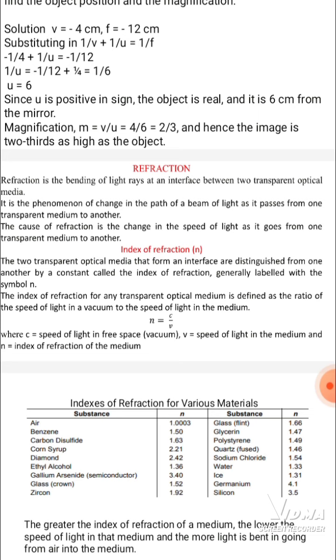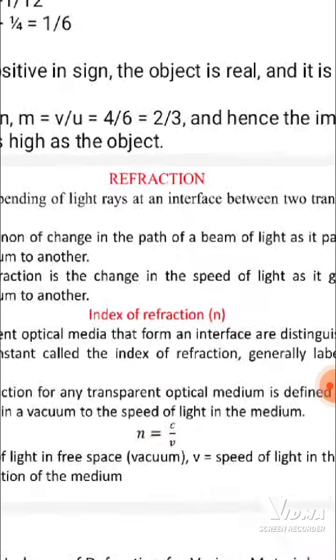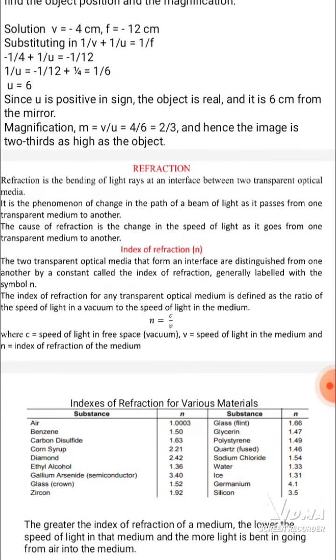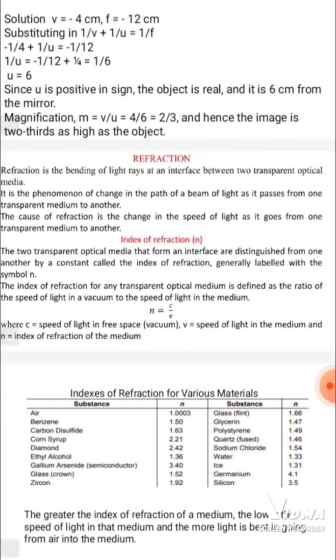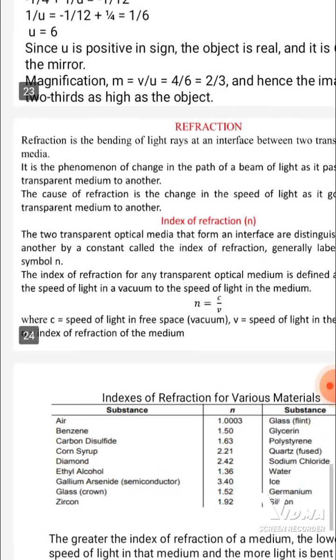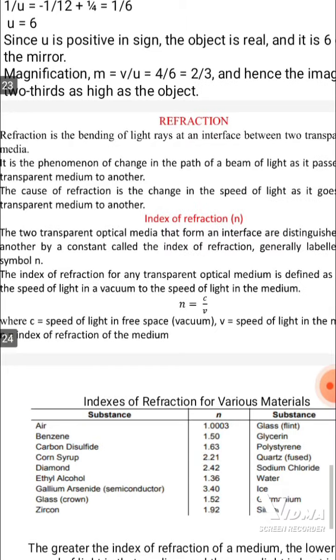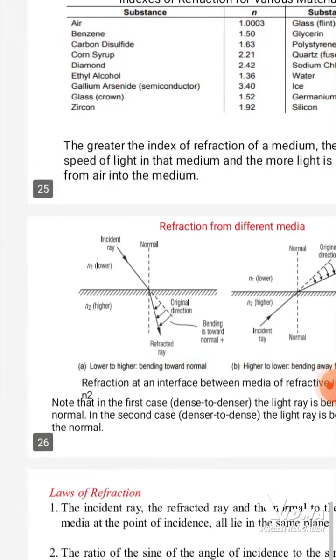For the magnification, M equals V over U. Our V is 4, our U is 6, so that gives us 2 over 3. Hence the image is 2/3 as high as the object. So that is the way to conclude it. It tells us the nature of the image, comparing it with that of the object.